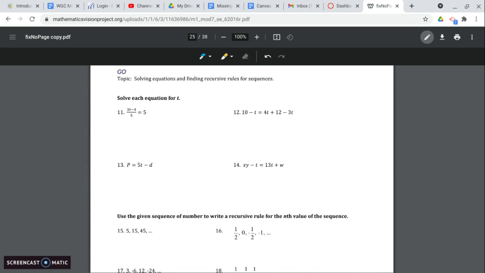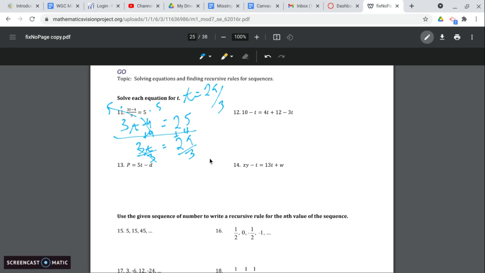Next section, solving equations and finding recursive rules for sequences. We have (3t minus 4) all over 5 equals 5. First we want to get rid of the 5 in the denominator, so we multiply. Now we have 3t minus 4 equals 25. Now we add 4 over, so we have 3t equals 29. The last step is to divide by 3, so our answer is t equals 29 over 3. You're just solving for t.